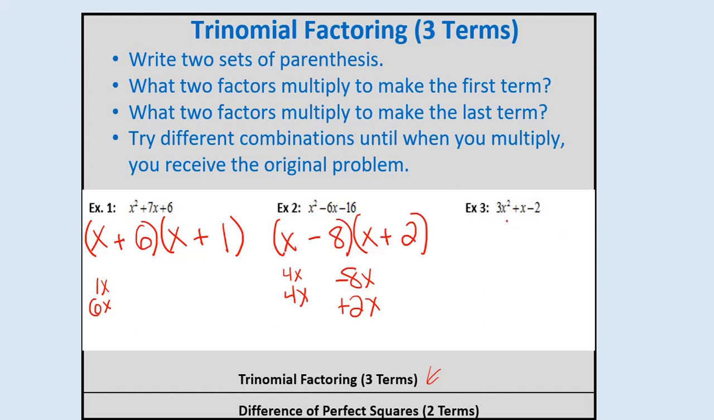Let's try example 3. Oh no, this guy has something in front of the x squared. We haven't looked at that yet. Oh no, but it's 3x squared. Remember, it's just the same idea. How do you multiply to get yourself a 3x squared?